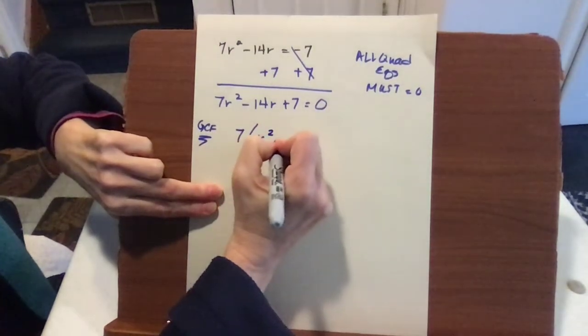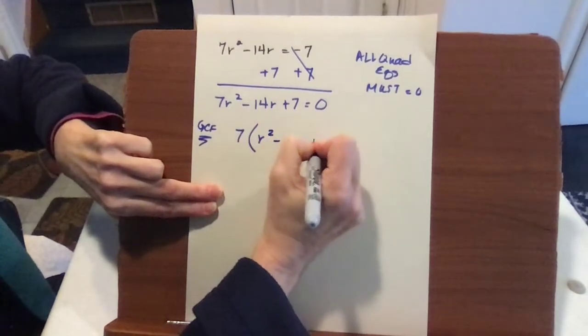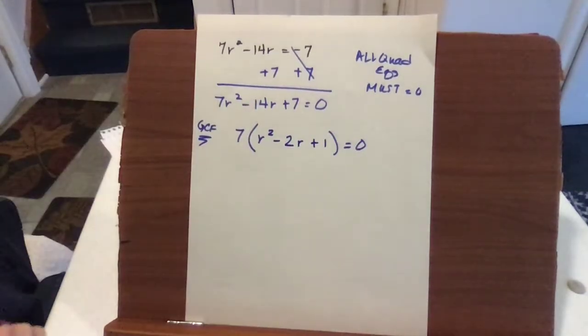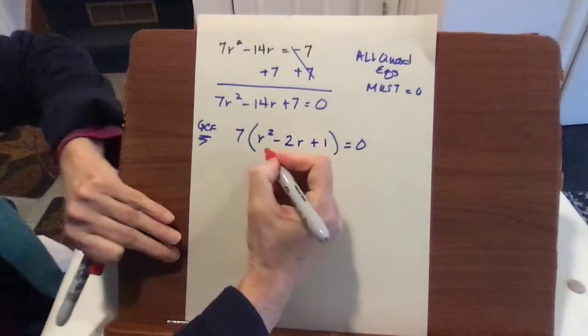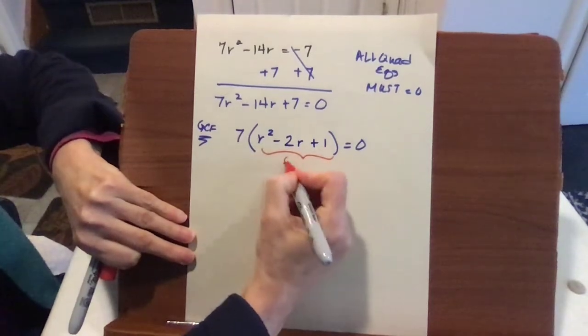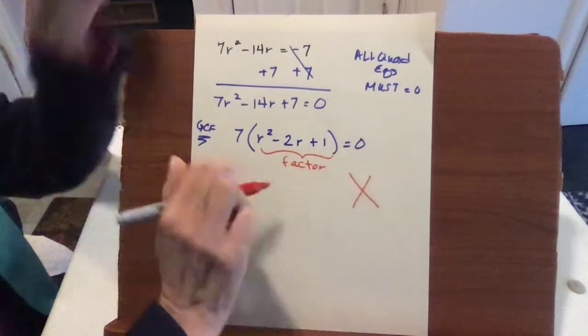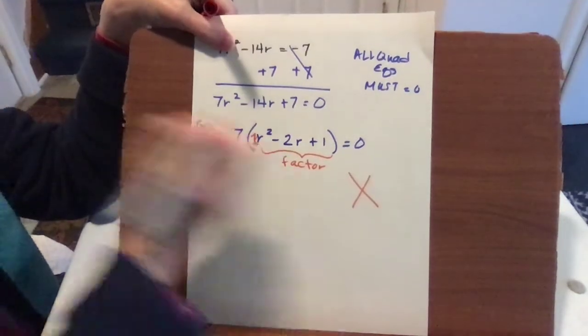And so that becomes r squared minus 2r, and that's plus 1 equals 0. All right, now what you want to do is factor the trinomial. So factor this some more. So now you use your diamond. There's a 1 in front of this r squared.